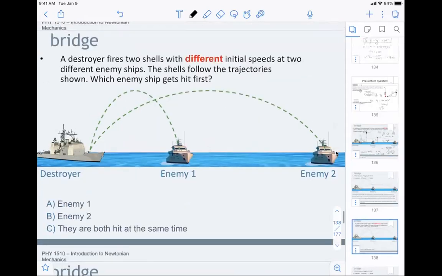The last question, the second question for this bridge question. Now they're fired with different speeds. So V1, V2 is different. I don't know which one is bigger. I don't need to know. I'm just going to draw them to show they're separate. And then they reach the different enemy ships, but they are reaching the same height. So now which one gets hit first?